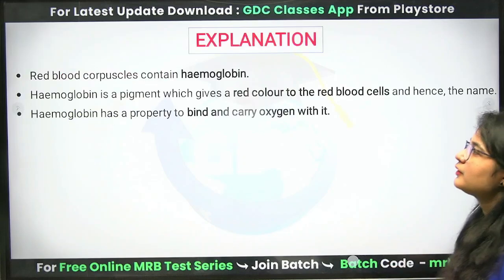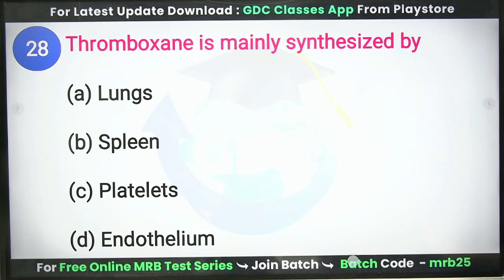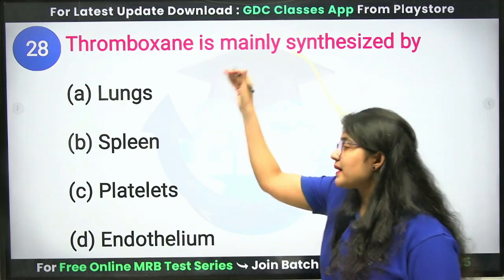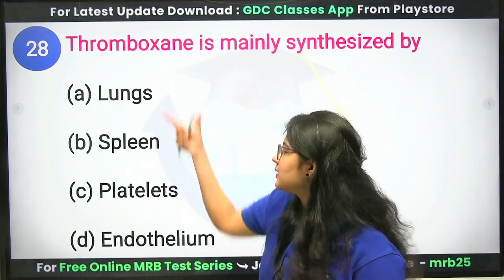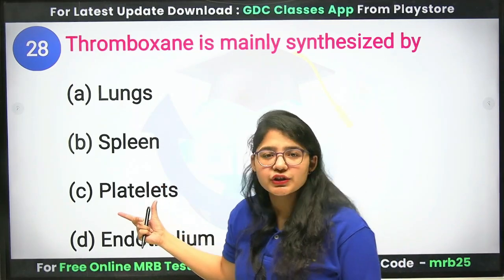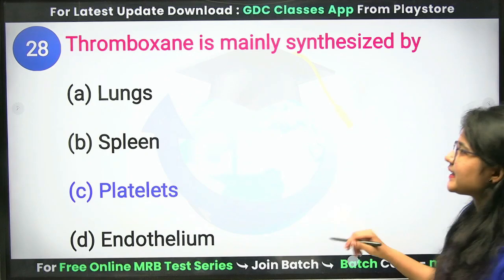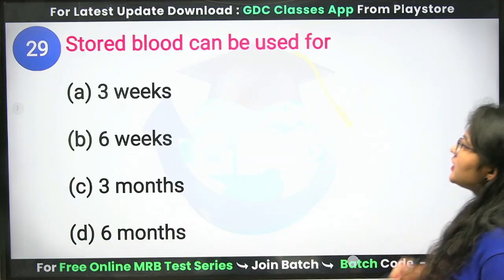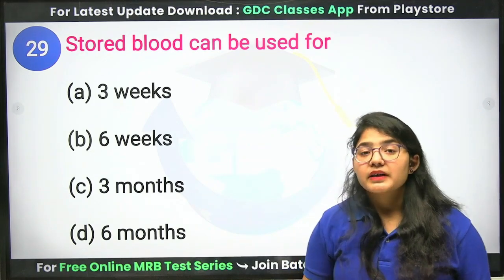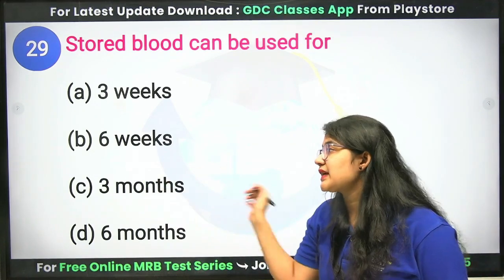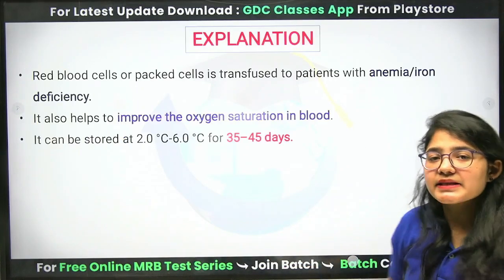Clear? Next question. Thromboxane is mainly synthesized by your platelets. Thrombocytes. Platelets. Clear? Got your answer? Next question. Stored blood can be used for 6 weeks. The lifespan of stored blood is up to 6 weeks.